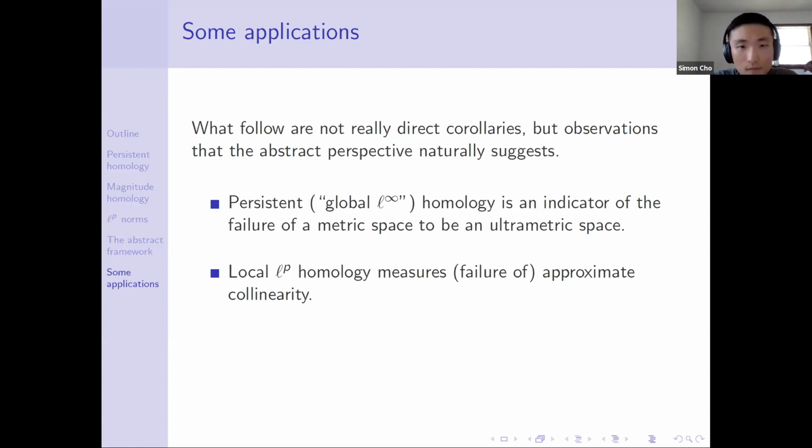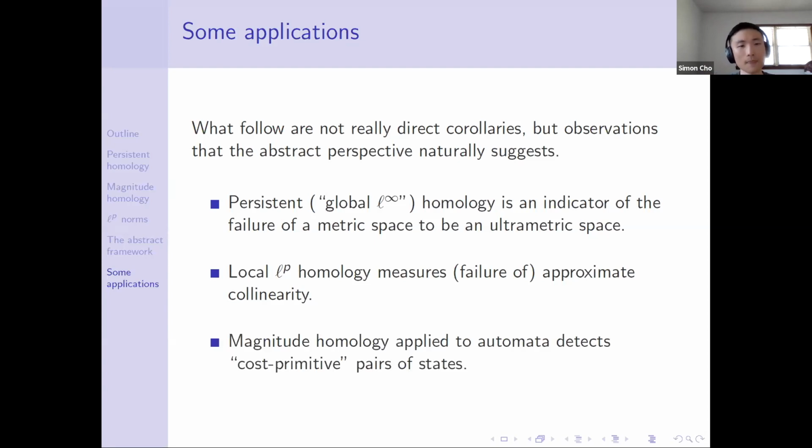So we just smear that out a little bit. And if you equip an automaton with a notion of cost for its transitions between states, then you can convert it into a non-symmetric metric space, and then you can apply magnitude homology to it. And then you get some statement about cost-primitive pairs of states. Okay.